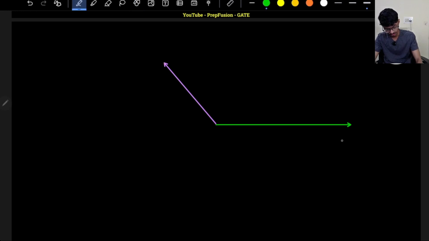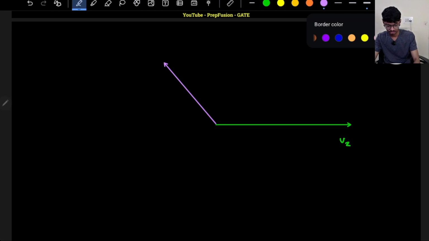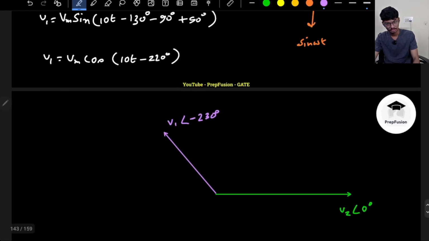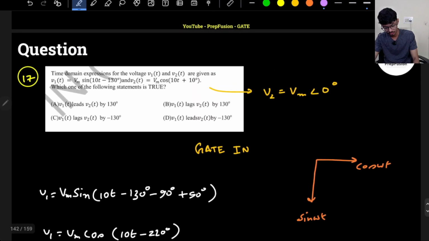Okay, this is my V2, this is my V1. So V2 is at angle 0. I will show you another, different type of solution as well. This is with an angle of minus 230, correct? So this is the difference between V2 and V1.